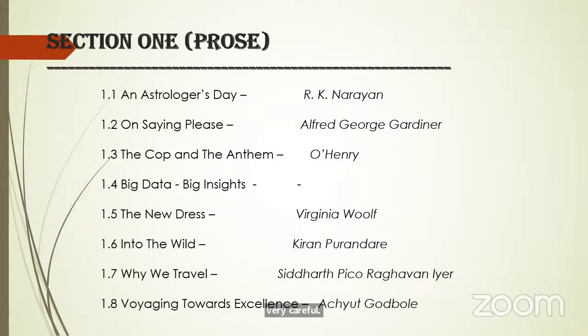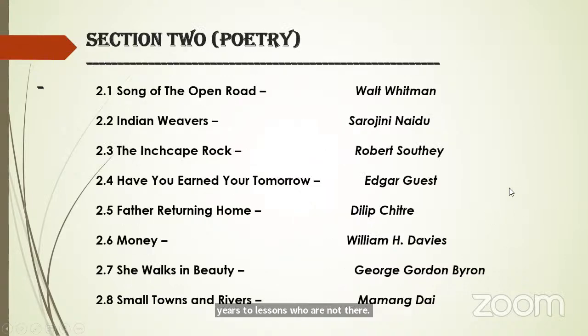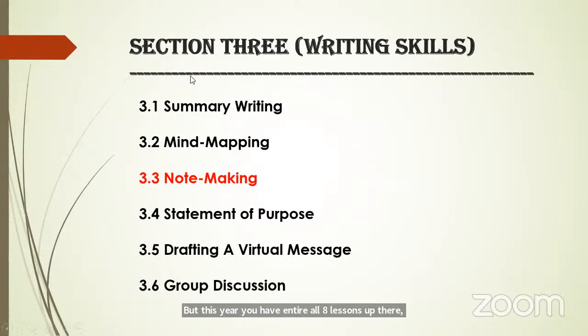You have 8 lessons from the prose section. For the past 2 years, 2 lessons were not there, but this year all 8 lessons are there, and even 8 poems are there. Along with that, certain writing skills are given to you, like summary writing, mind mapping, statement of purpose, drafting a virtual message, and group discussion. Note making is given to you, but it is not included in your question paper. So there is no need to work on it, even though it is given in the textbook.